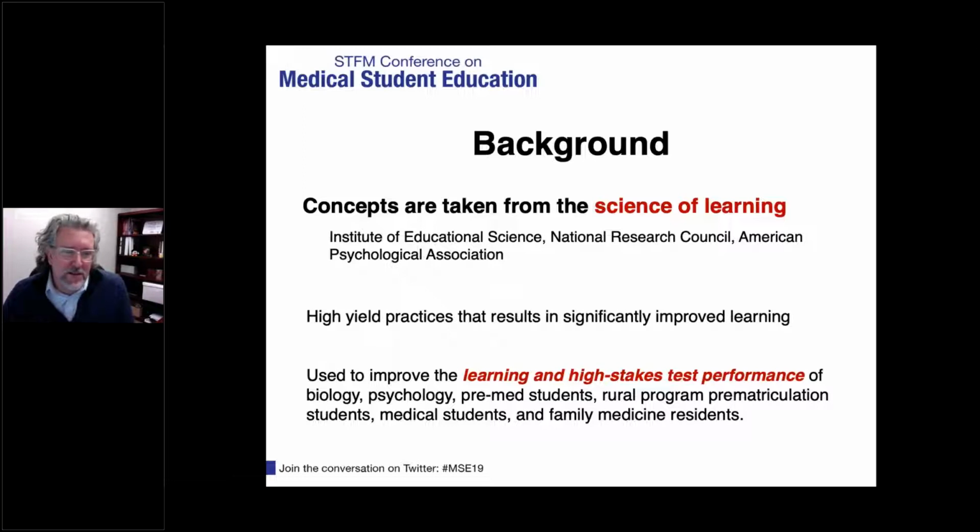You can find this literature from the Institute of Educational Science, the National Research Council, APA, and others. All of these practices that we're going to talk about come from several decades of research, and all have moderate to high effect sizes ranging from 0.4 to 1. And perhaps more importantly, these are the strategies that I've used, that Dr. Tysinger and Dr. Dobbie have used to help a range of students over the years.